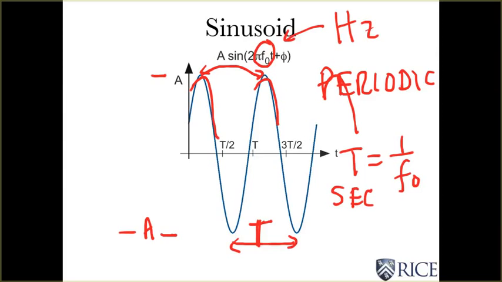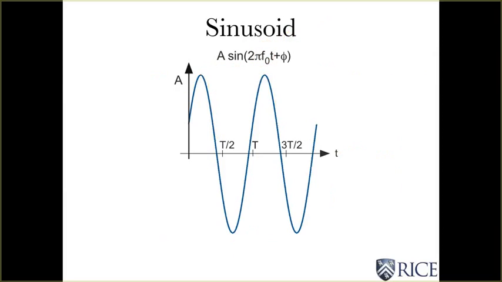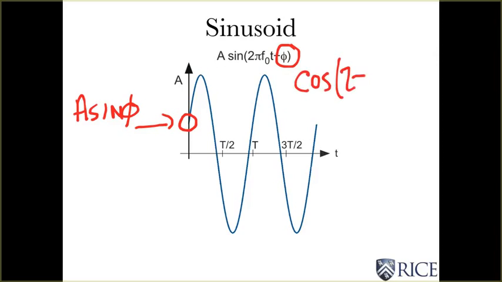And then finally there's the phase, which basically defines how this starts at the origin. So that value right there is A sine of phi. If phi is 0, this starts at 0 at the origin, and therefore there's no phase offset. Now I should point out that if you have cosine 2 pi f naught t, it's another sinusoid, equal to a phase shifted sine wave.